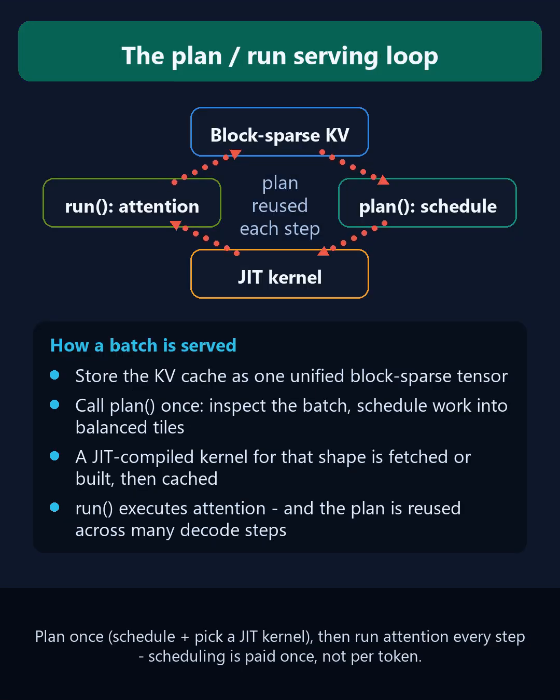The serving loop has a clever split. Plan, then run. First, store the KV cache as one unified block-sparse tensor. Then call plan once. It inspects the batch and schedules the work into balanced tiles. A just-in-time compiled kernel for that shape is fetched or built, then cached. Finally, run executes the attention. The plan is reused across many decode steps, so scheduling cost is paid once, not every token.